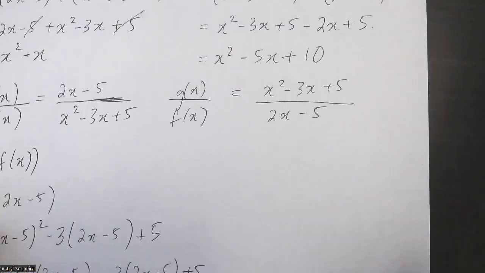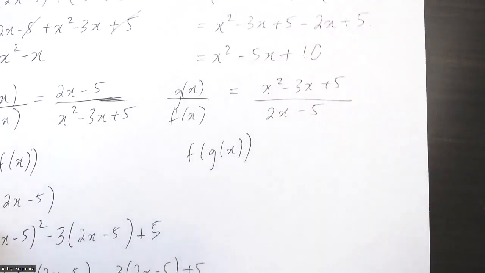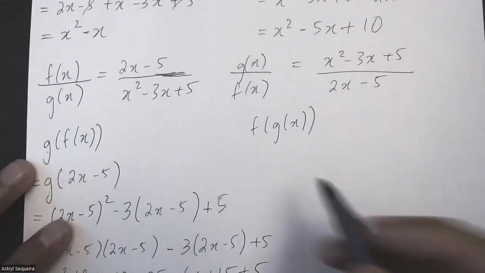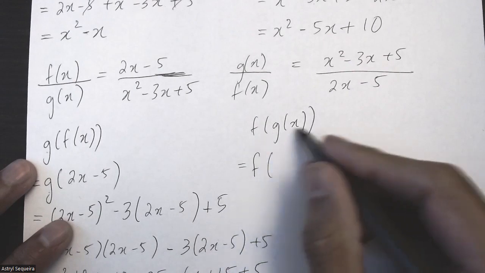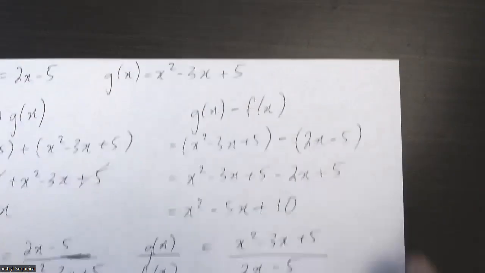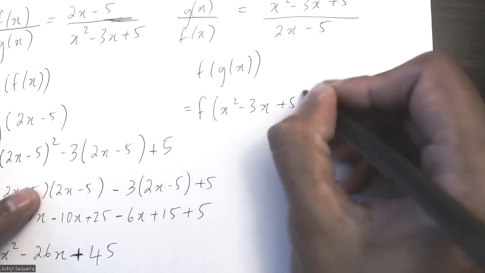And last question for this video is going to be f of g of x. Again, another composite function, but this one's just backwards. I'm going to write my f, the outside function, the same. I'm going to replace the inside function g of x with what g of x actually is: x squared minus 3x plus 5.